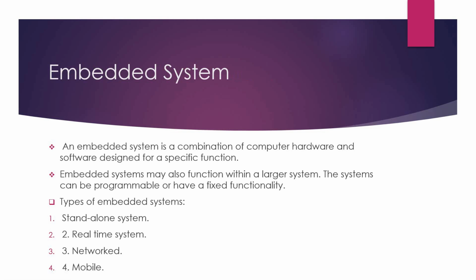Let me come to the first basic topic. What is an embedded system? An embedded system is a combination of computer hardware and software designed for a specific function. It may also function within a larger system. The system can be programmable or have fixed functionality. We have four types of embedded systems: standalone, real-time, networked, and mobile.